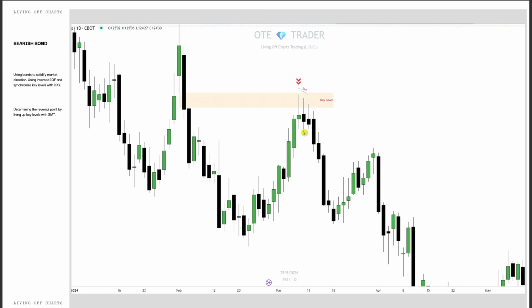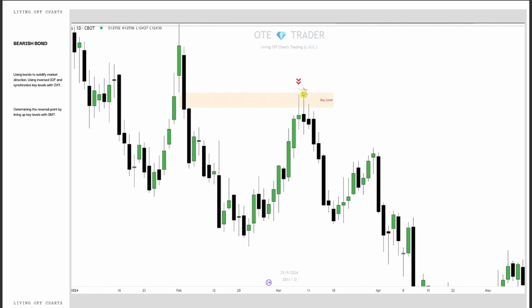Ideally, when they are synchronized, you'll see a strong push in one direction. We'll have clear order flow when these two are aligned. Determining a reversal point by lining up the key levels with SMT. This is important. We want to see SMT in these key levels.